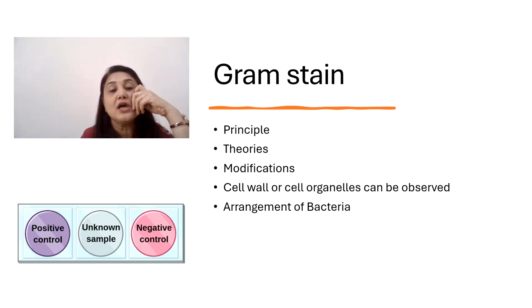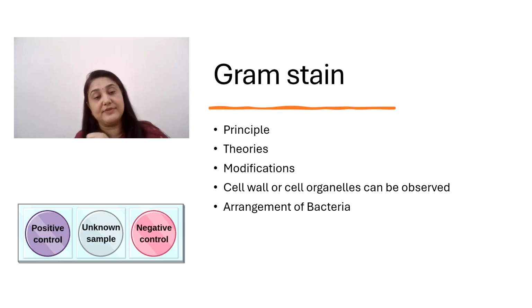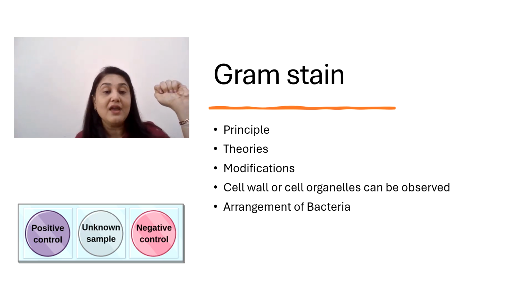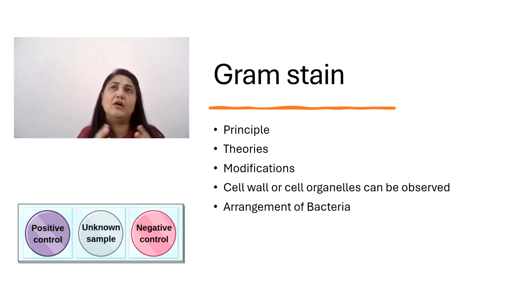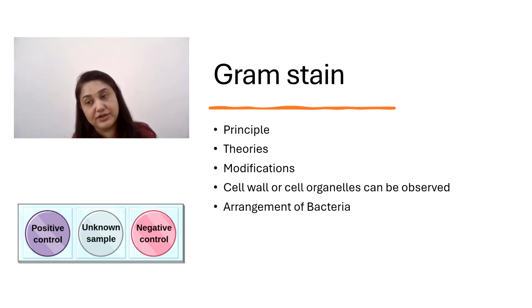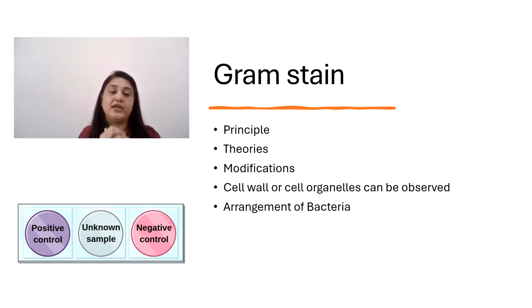The questions that will be asked on the Gram stain are: what is the principle of the Gram stain, which are the various theories associated with the Gram stain, and what are the various modifications and when they are used. Then the viva can go on to the cell structures that can be observed from the Gram stain, like a spore or capsule. Based on the various arrangements of the bacteria, please mention them: Staphylococcus in clusters, Streptococcus in chains, Pneumococcus as isolated diplococci with capsule.